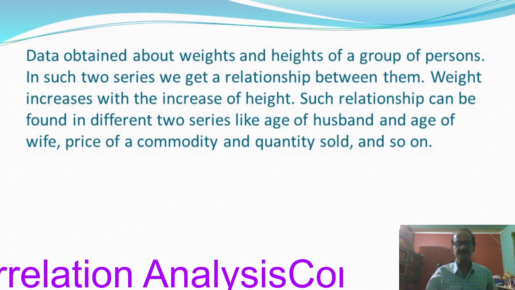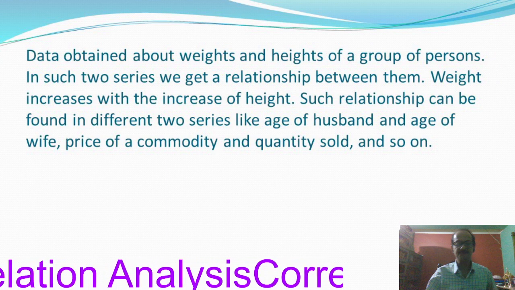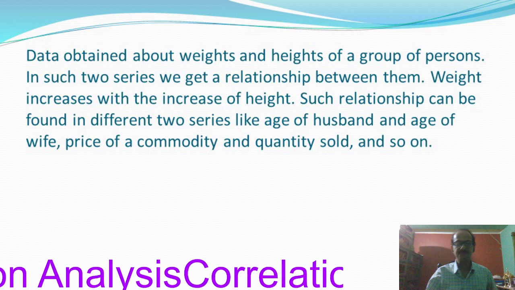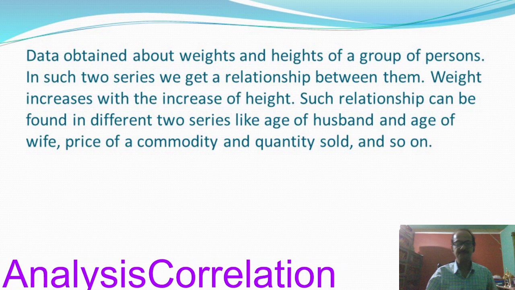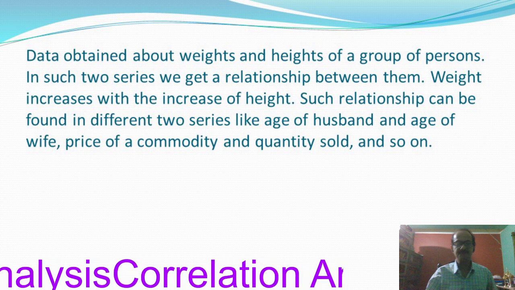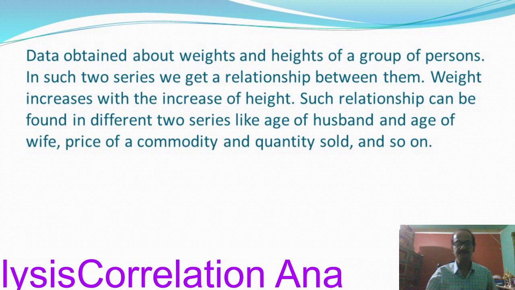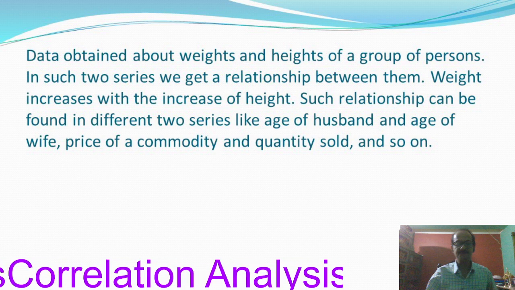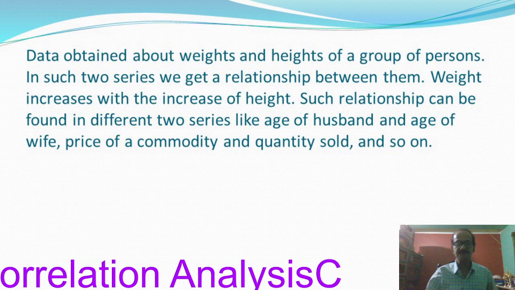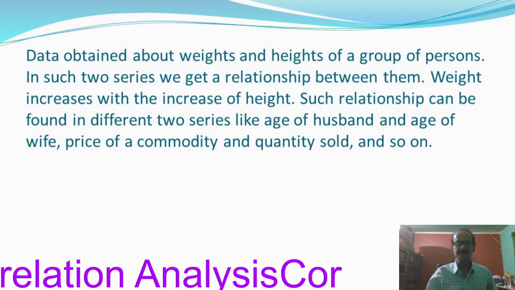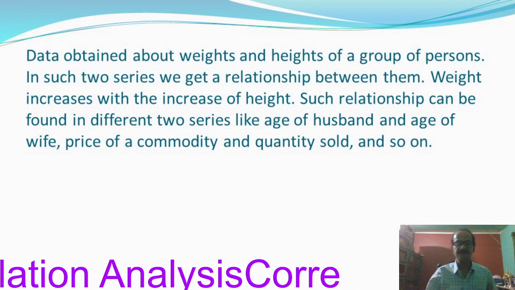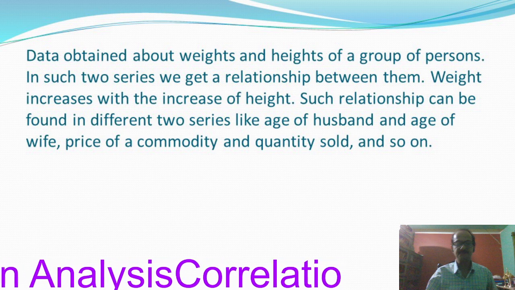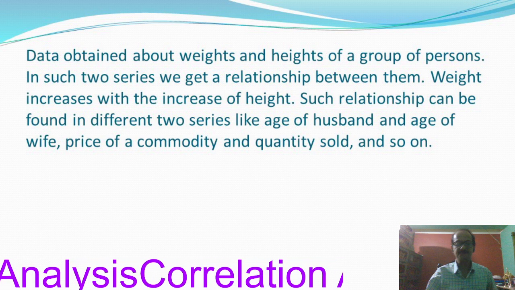Data obtained about weights and heights of a group of persons. In such two series data, we get a relationship between them. Weight increases with the increase of height. Such relationship can be found in two series data like age of husband and age of wife, price of a commodity and quantity sold, price of a commodity and quantity bought, and also consumption and income, and so on.